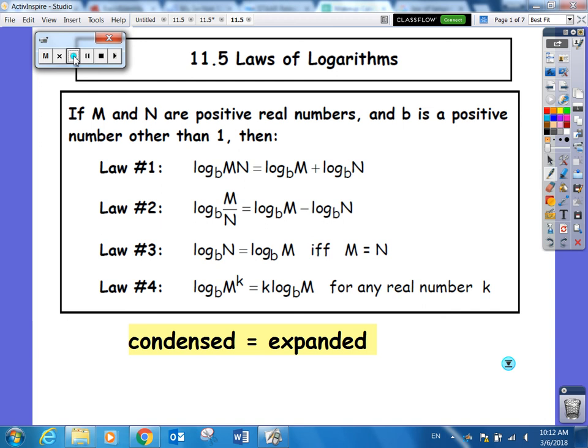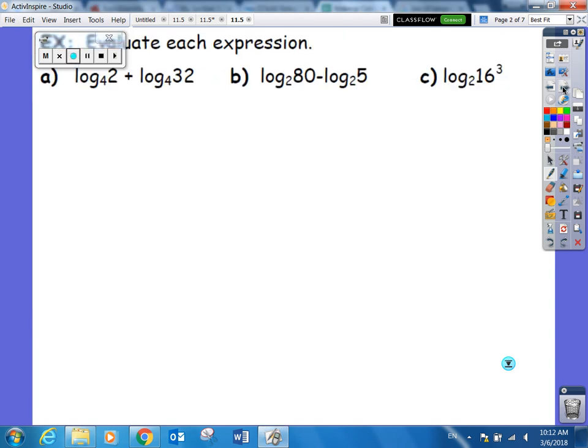And then law 4 is probably the most difficult one to kind of see expanded or condensed. Whenever you have an argument with an exponent, that's considered the condensed version. When you bring that exponent out and multiply it by the log, that would be the completely expanded version. So it's just the left side is the condensed version, the right side is the expanded, because we're going to do both of those things along with evaluating, simplifying, combining, and expanding. All of those things today with those laws.